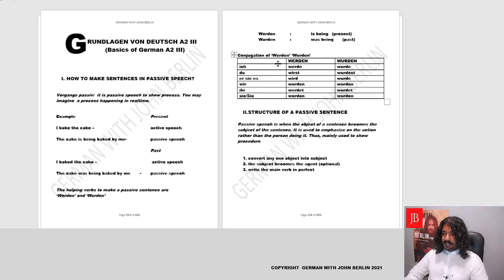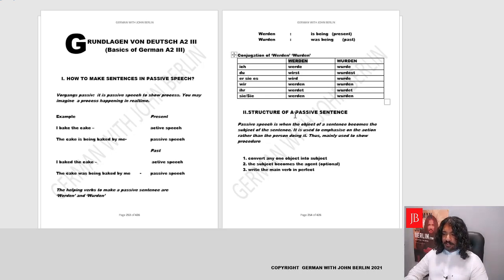So it looks something like this. Ich werde, du wirst, sie, es wird. It's an unregelmäßiges verb, an irregular verb. Then again, wir werden, ihr werdet, sie, Sie werden. So this particular part is a little irregular, where it ends with a D. Moving forward, ich wurde, du wurdest, sie, es wurde. Wir wurden, ihr wurdet, sie, Sie wurden. Perfect. So this is your past form of werden, wurden. This is "being", this is "was being".